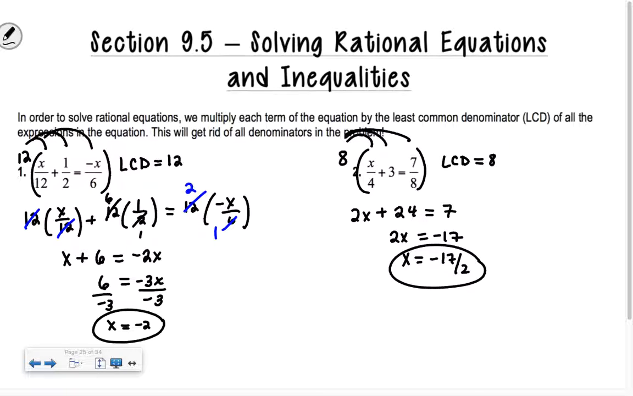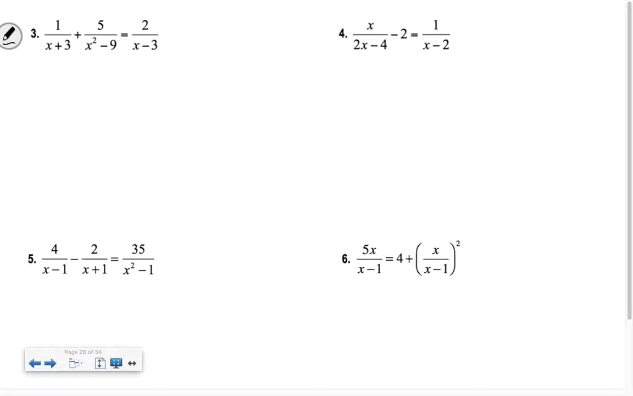Yeah, it's like 8 over 1. That way you can see, okay, I have 8 over 1 times x over 4. If you do it correctly and multiply by the least common denominator, you're not going to have any denominators left. So that's one way to check to see if you did it correctly.